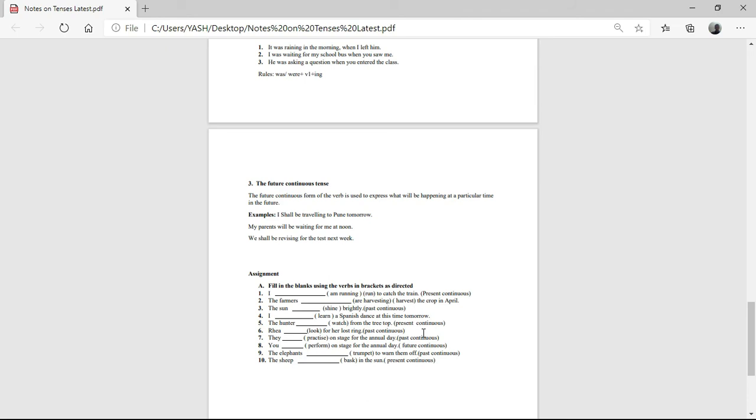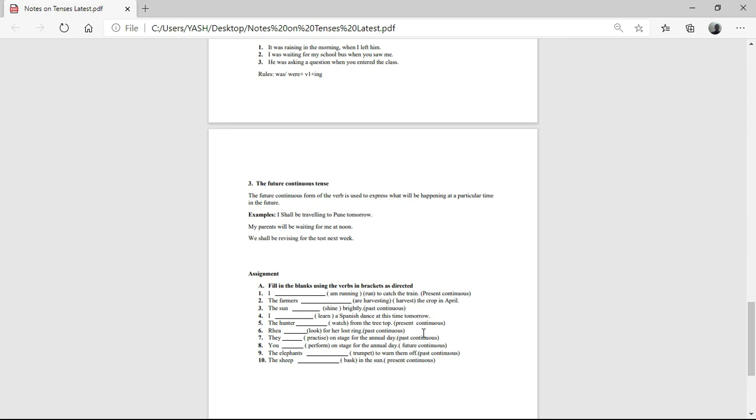Next is the continuous tense. As I have said earlier, there are three forms of the continuous tense: the present continuous, the past continuous, and the future continuous. The continuous form of the verb uses the helping verb be. Be includes is, am, are, was, were. The present continuous form of the verb is used to express an action that is going on at the time of speaking. This verb form tells us what is happening at the time of speaking. Rule: is, am, are plus the plus ing form of the verb.